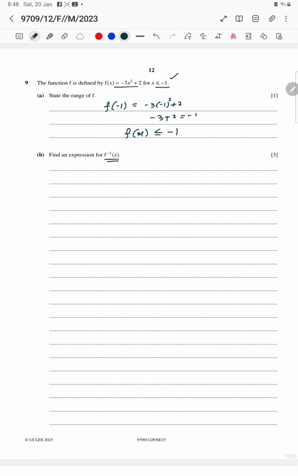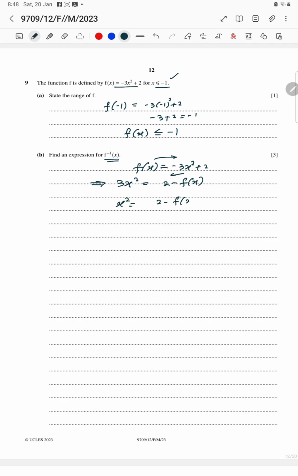Find the expression of f inverse. For the given function, f of x is -3x square plus 2. Make x the subject as per the rule. So I can simplify this: the negative 3 becomes here, and the 2 goes to the other side, giving 2 minus f of x divided by 3.